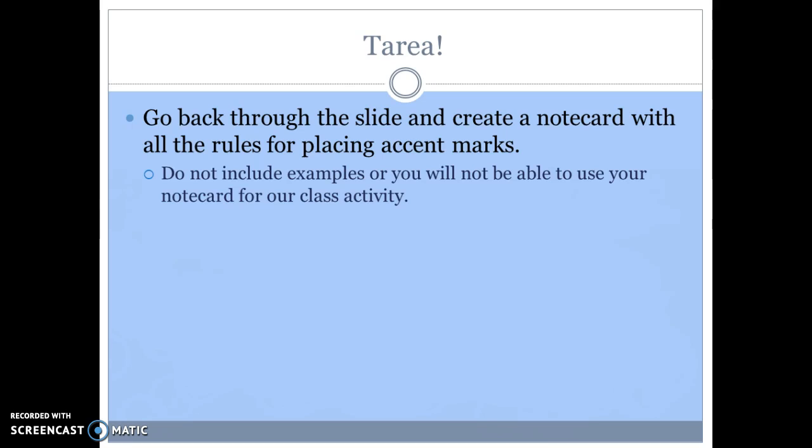Tarea. For homework, I'd like you to go back through the slides and create a note card with all the rules for placing accent marks. Do not include examples or you will not be able to use your note card for a class activity.